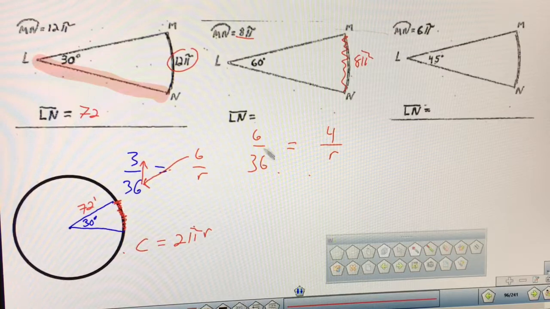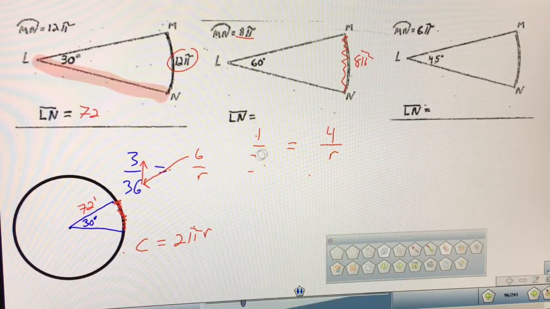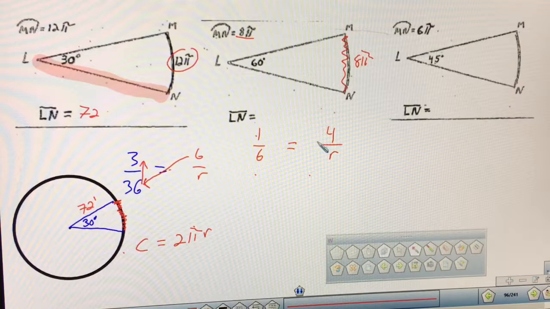I think I can simplify this pretty quickly. 6 goes into 6 once. 6 goes into 36 6 times. So my arithmetic can be done without a calculator. 4 times 6 divided by 1 would give me 24. So my radius would be 24 if it were on that circle.